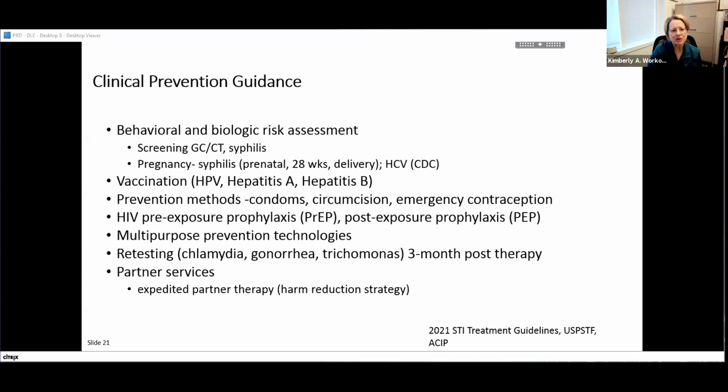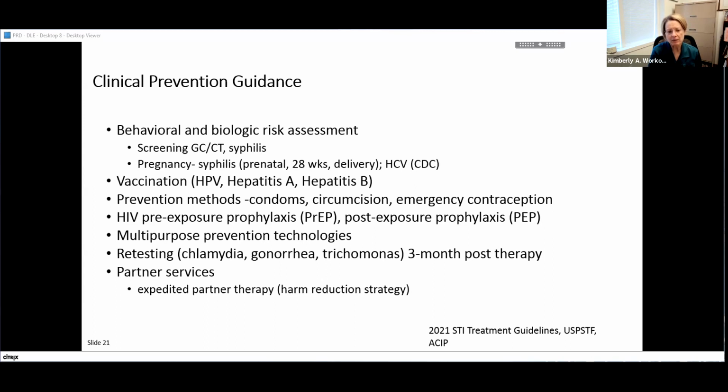Also, multi-purpose prevention technologies, that is, combining contraception with STI prevention, are also discussed. And the importance of retesting for chlamydia, gonorrhea, and trich 3 months after therapy. And then under the partner services section, we talk a little bit more in depth about expedited partner therapy, which had been there before in heterosexual men and women who had chlamydia or gonorrhea.